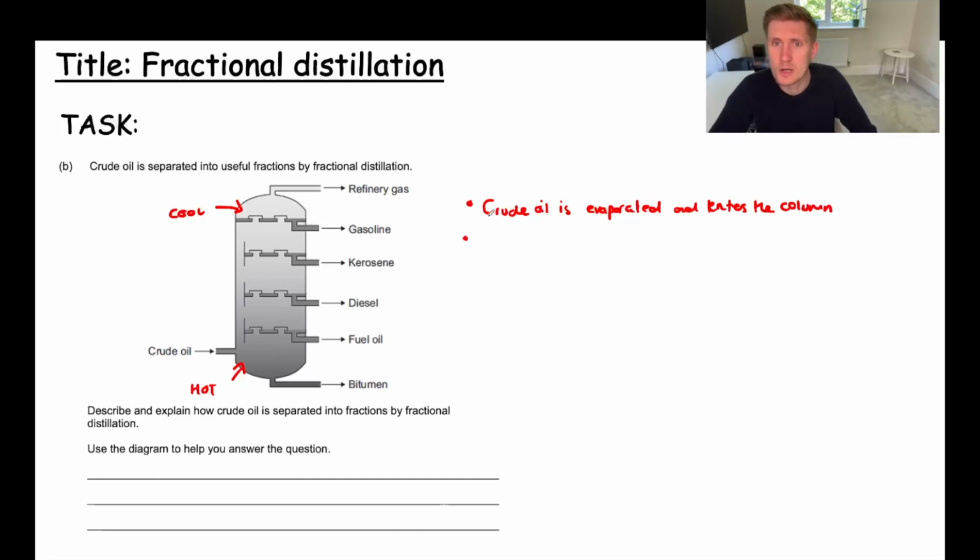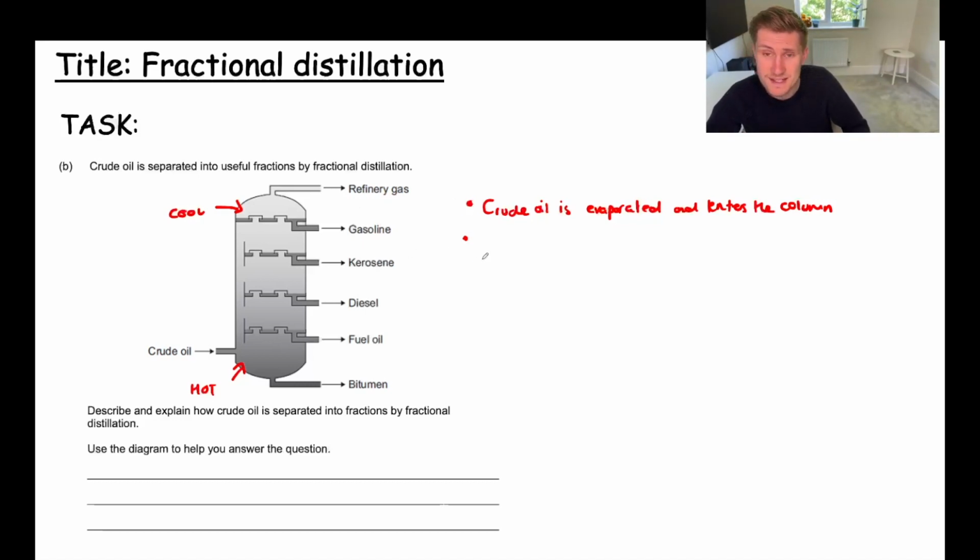Now, because crude oil is made up of a mixture of hydrocarbons of different chain lengths, what happens is these start to separate depending on their boiling point. So the longer chains, which have higher melting and boiling points, they stay towards the bottom. And the shorter chains, well, they go towards the top where it's cooler because they have lower boiling points. So let's write that in.